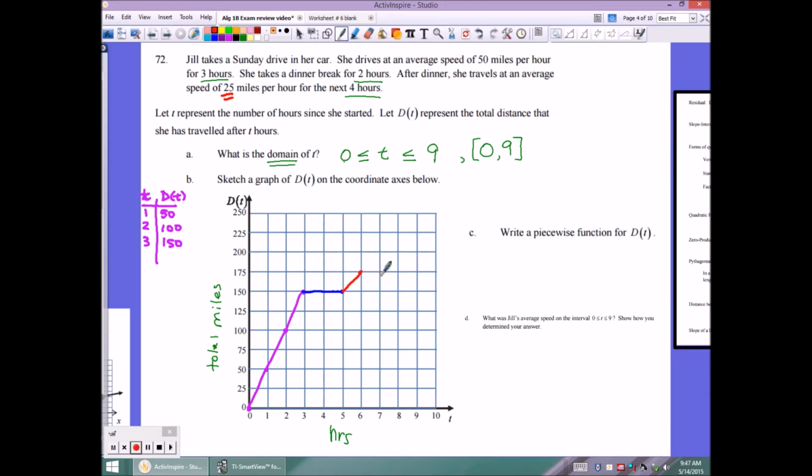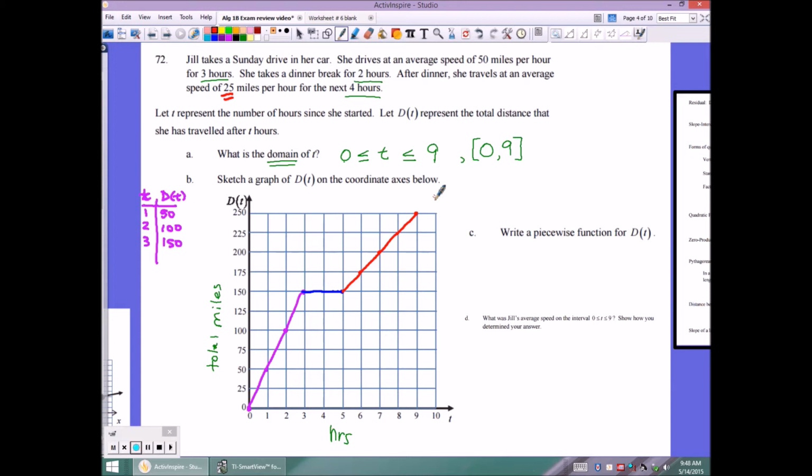So this, and then over 1 more hour, up 25 miles more, and she does that for 1, 2, 3, 4 hours. All right, so that's what our graph would look like. Sketch a graph of d of t on the coordinate axis below, and there it is.